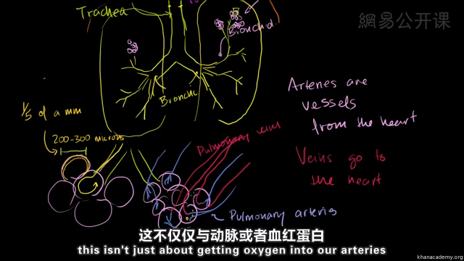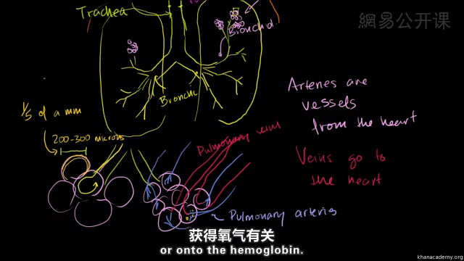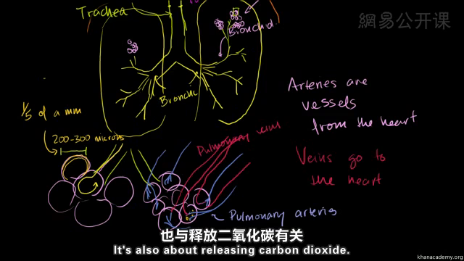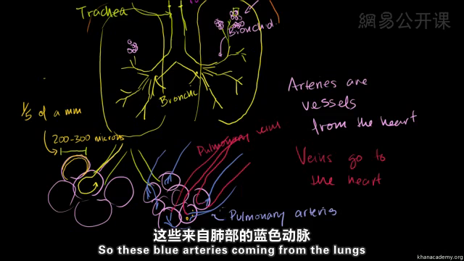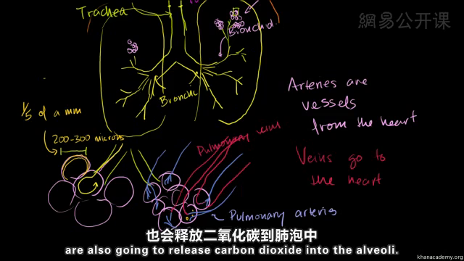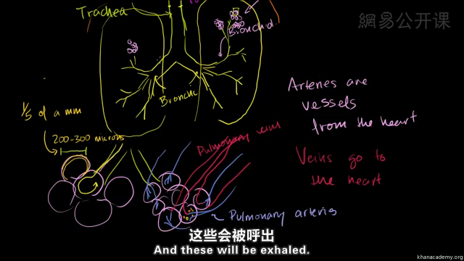But at the same time, this isn't just about getting oxygen into our arteries or onto the hemoglobin. It's also about releasing carbon dioxide. So these blue arteries coming from the heart are also going to release carbon dioxide into the alveoli. And these will be exhaled. So we have oxygen coming in.